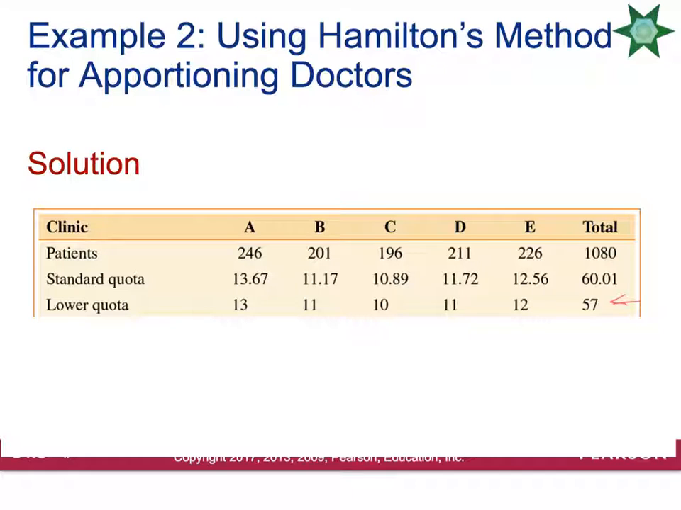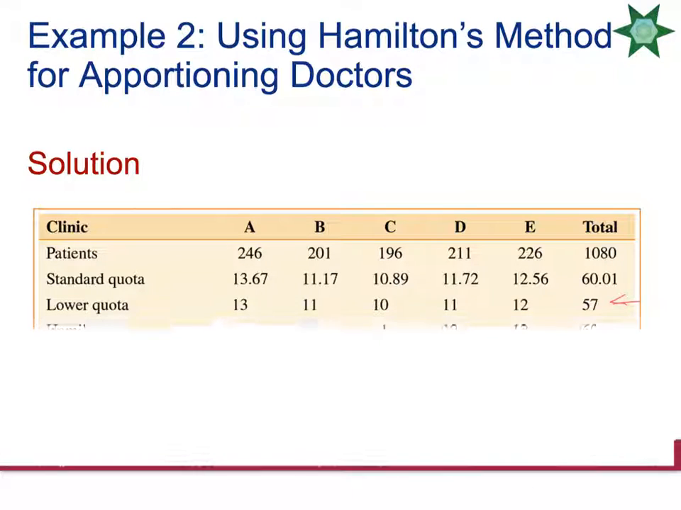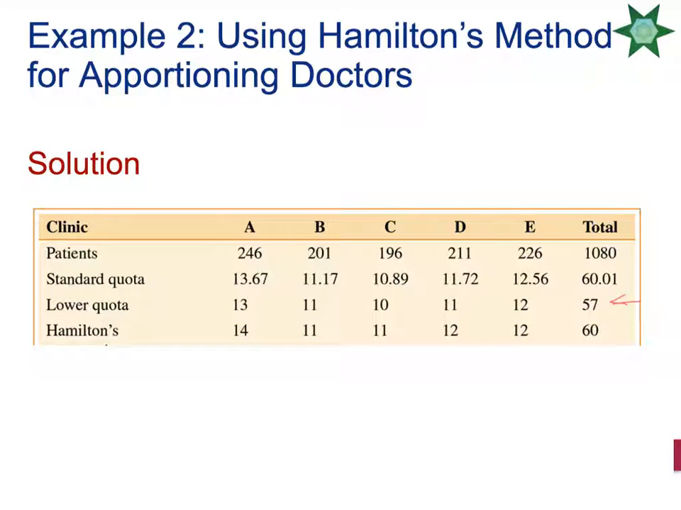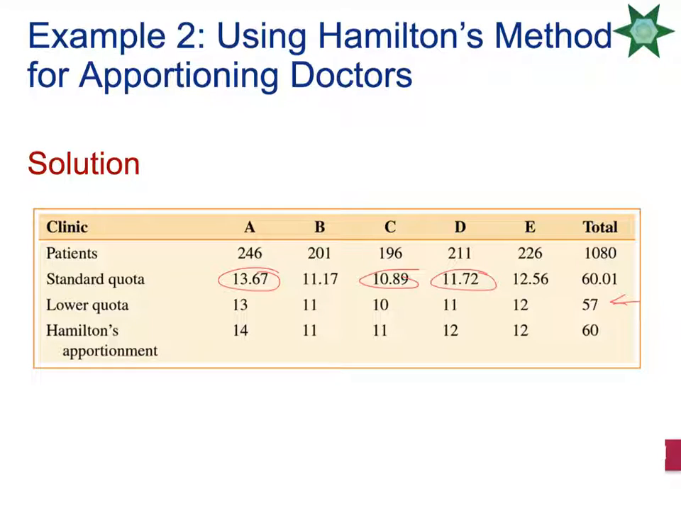Then he looks for the items that have the highest decimals, and he gives them the extra doctors. So the 13.67, the 10.89, and the 11.72 had the highest decimal parts, so he gives them the extra doctor. And so if you add them all together now, you add up to exactly 60. So this is the Hamilton method of apportionment.